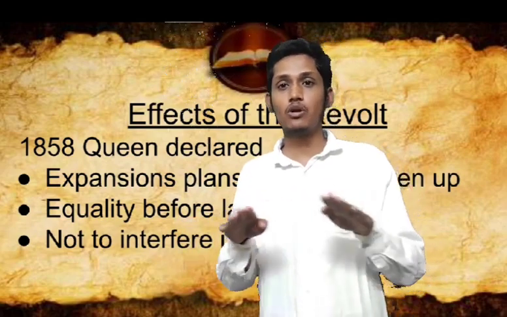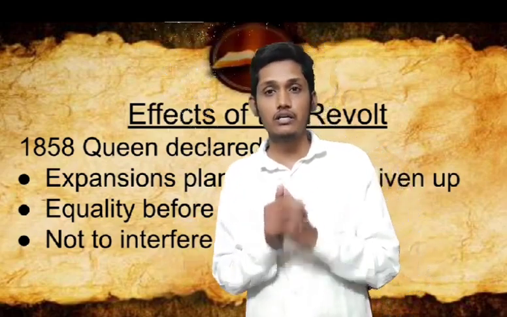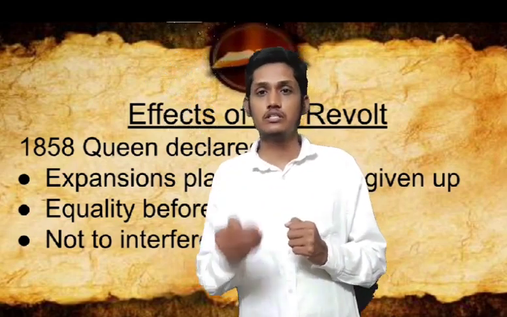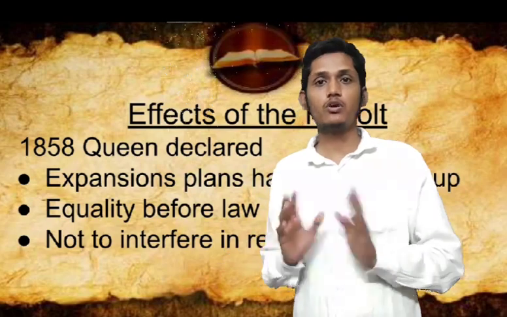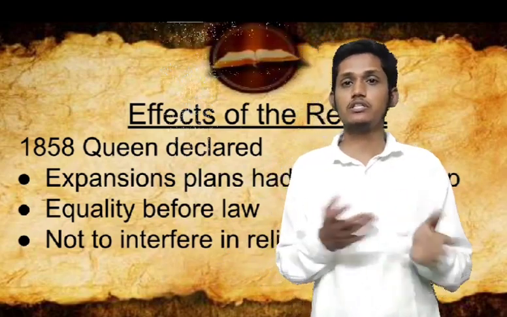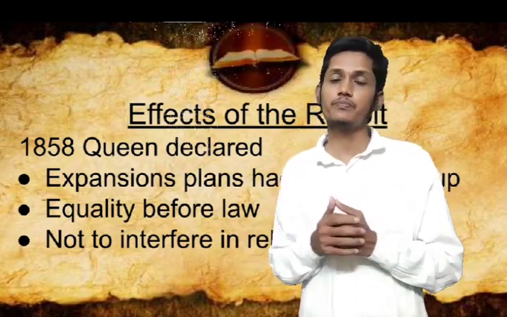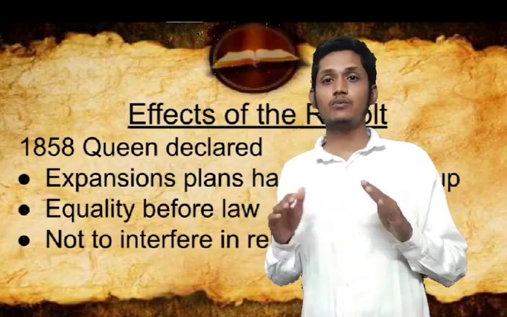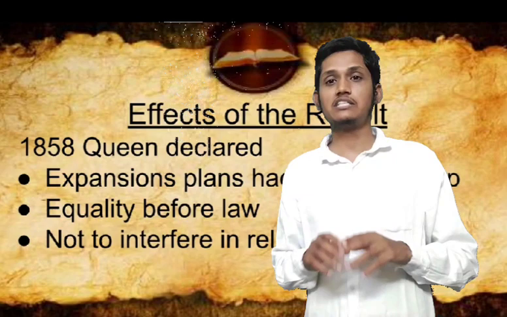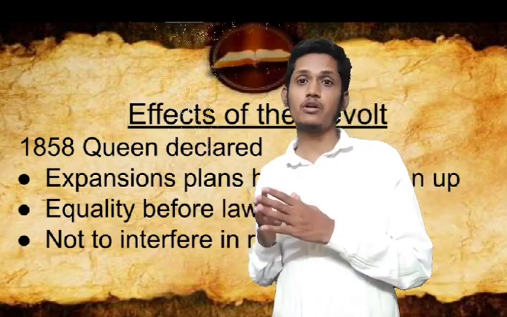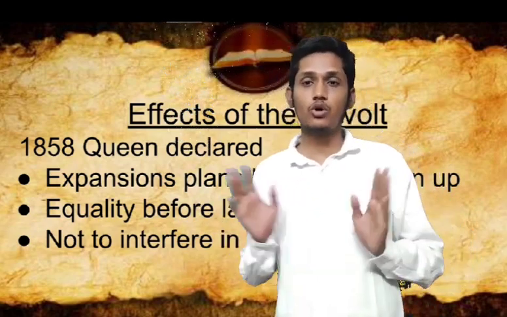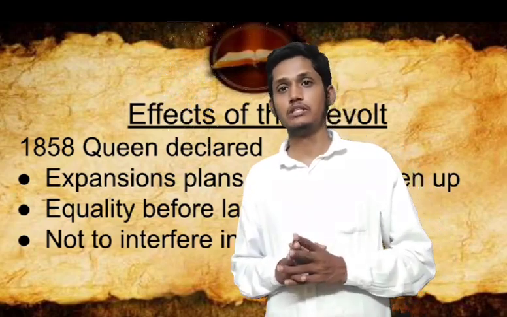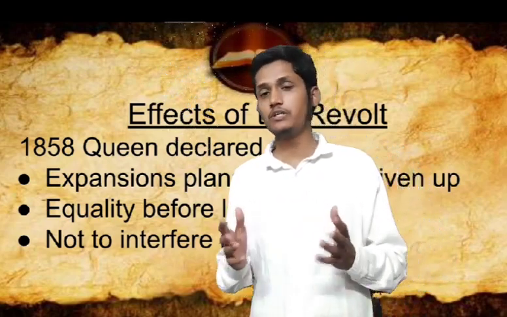As well as equality being given. The English government said that from today onwards, we will not interfere in the Sati system or any other religious matter, and we will not support it. Earlier we saw the Sati system and a lot of other things. The government said we will not interfere in any religious matters, and equality will be there. What was the expansion plan of the East India Company? We will avoid all such plans and give equality for everyone. This is the first chapter of the First War of Indian Independence.